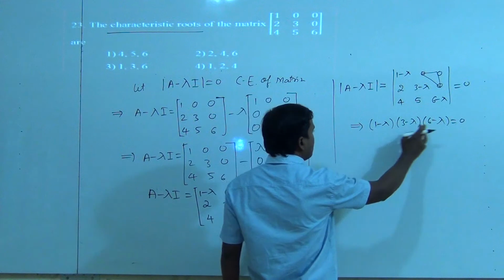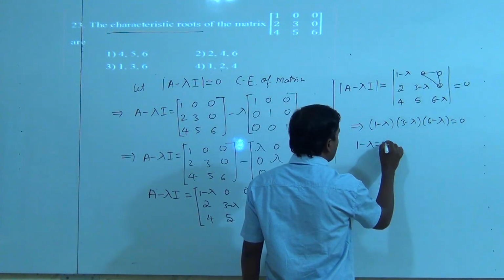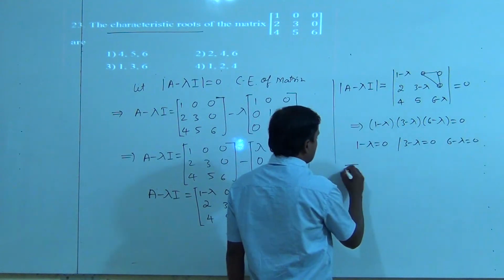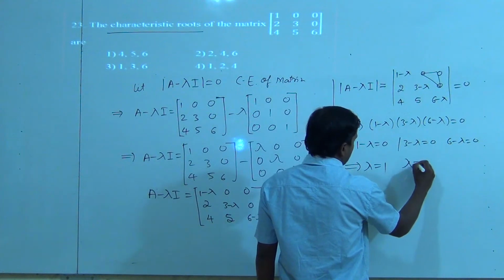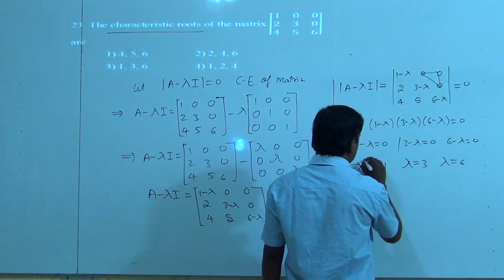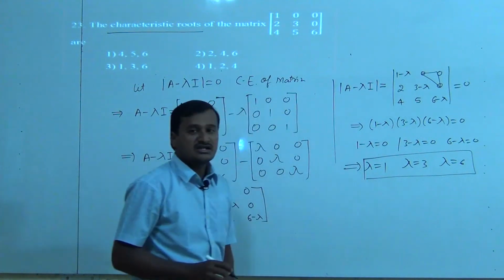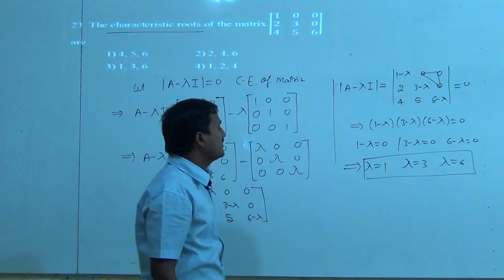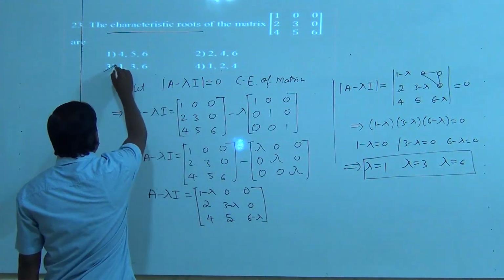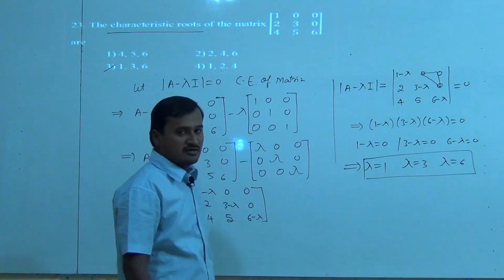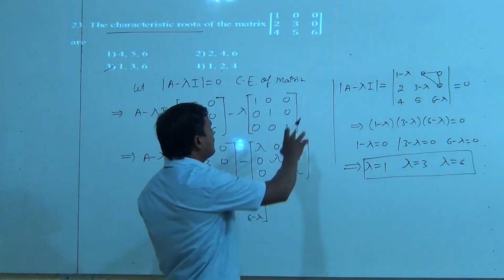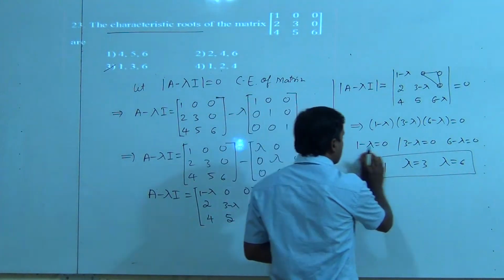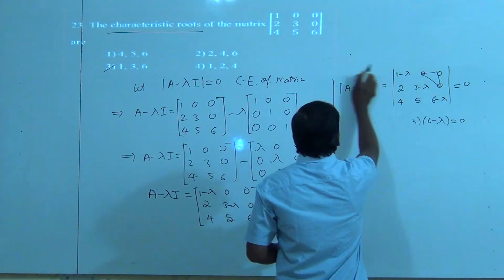So directly I will equate 1 minus lambda equal to 0, or 3 minus lambda equal to 0, or 6 minus lambda equal to 0. So this implies lambda equal to 1, lambda equal to 3, and lambda equal to 6. These are called the characteristic roots of this characteristic equation. So which option is the right one? Clearly the third option, 1, 3, 6, right? So this is called a characteristic equation, and the roots of the characteristic equation are called characteristic roots. Okay, we'll go for the next question.